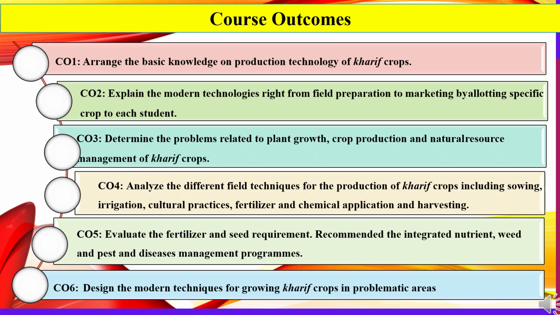Determine the problems related to plant growth, crop production and natural resource management of Kharif crops. Analyze the different field techniques for the production of Kharif crops including sowing, irrigation, cultural practices, fertilizer and chemical application and harvesting. Evaluate the fertilizer and seed requirement. Recommend the integrated nutrient, weed and pest and diseases management programs. Design the modern techniques for growing Kharif crops in problematic areas.